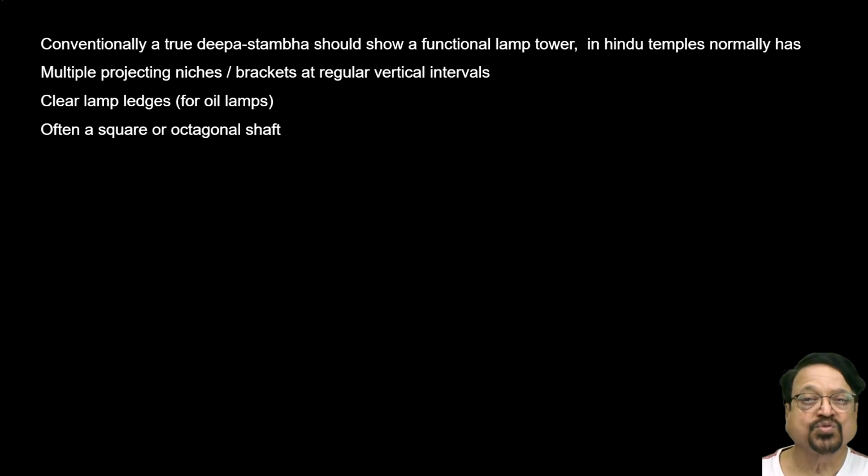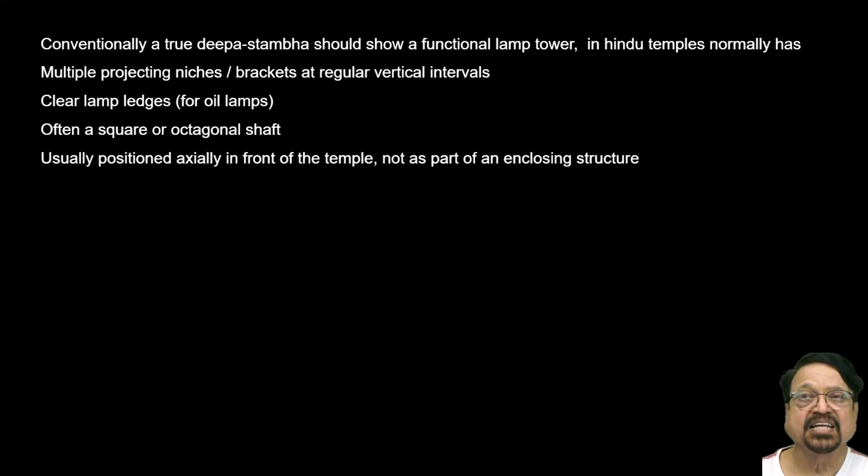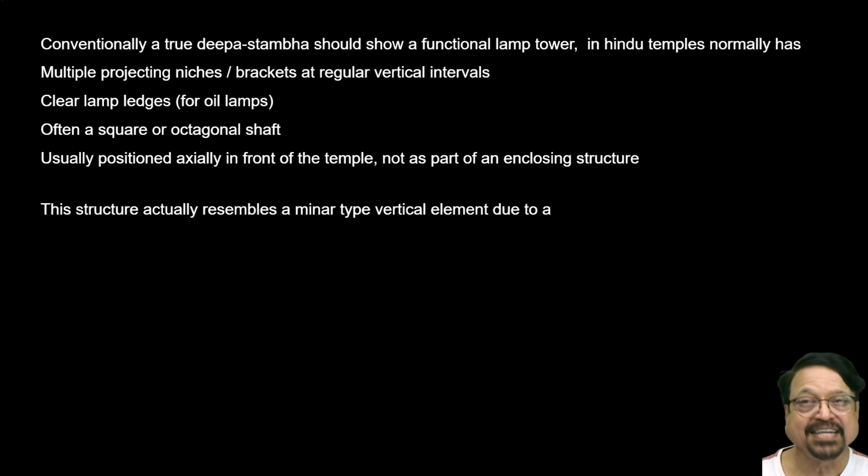You will not find any place to keep an oil lamp here. They are often square or octagonal. Here it is round, straight, rising up to a very, very high height. Usually it is positioned axially or frontally, usually in front of the temple or to the side of the temple. Here you will find, I'll tell you at how many places. Now we are seeing the front of it. Now let's go to the other side also.